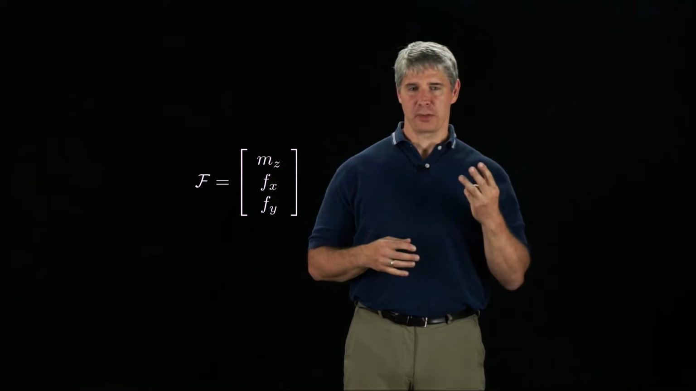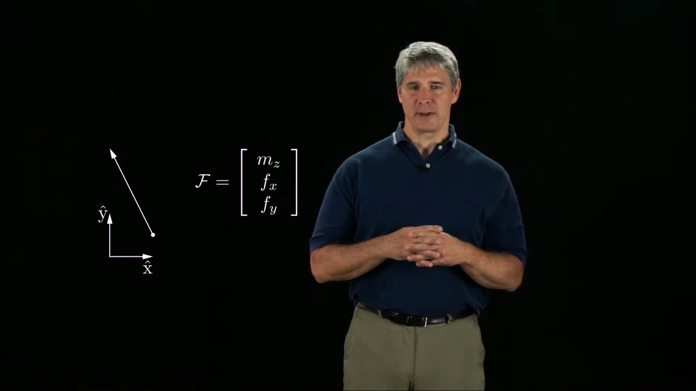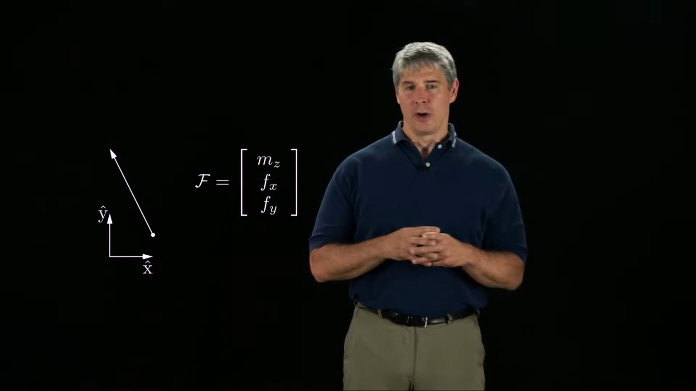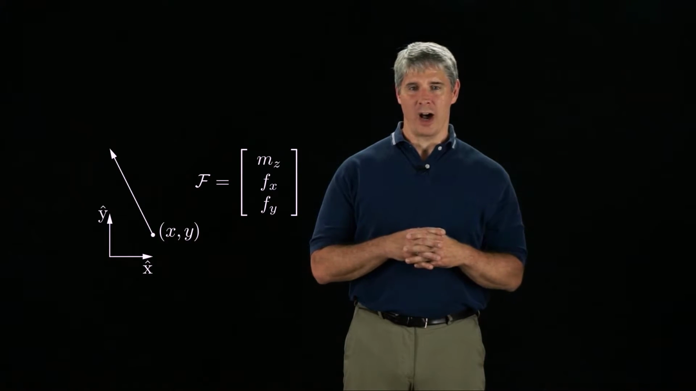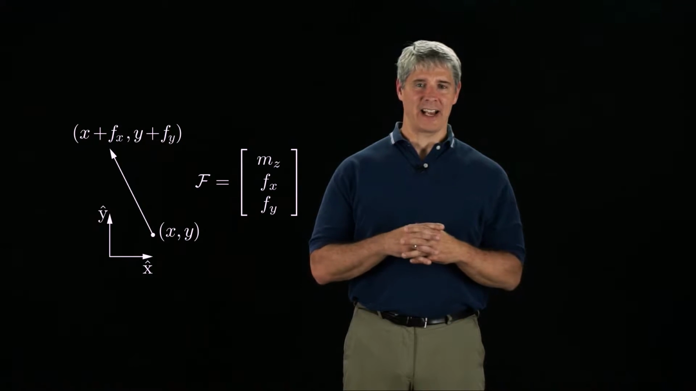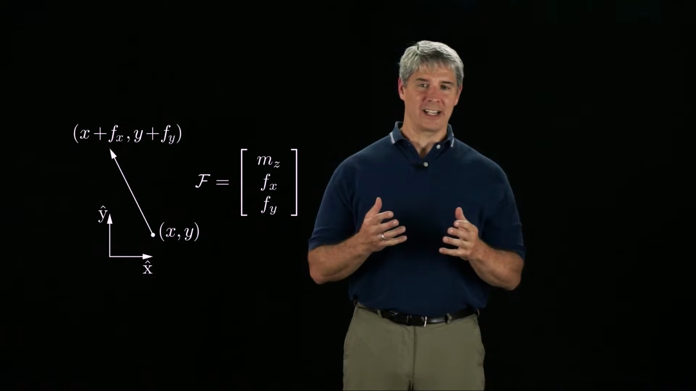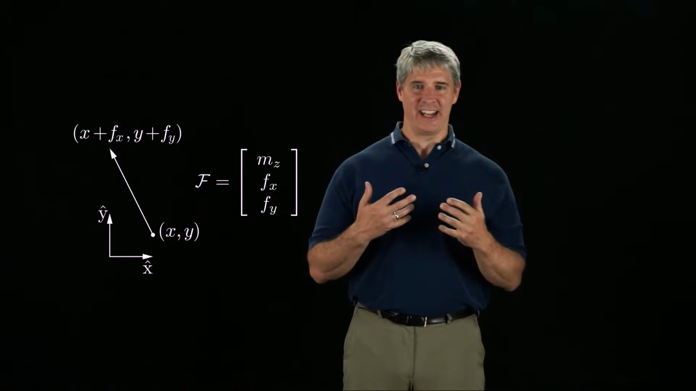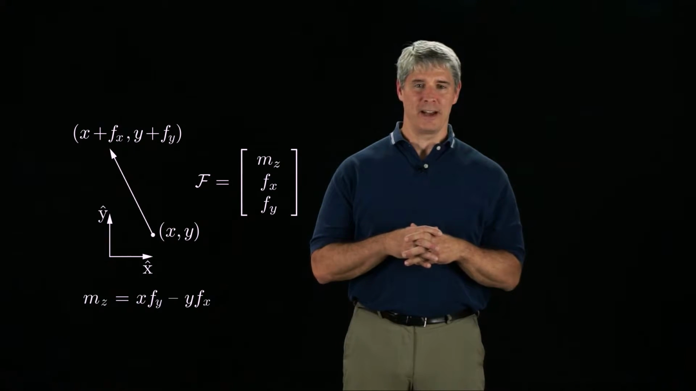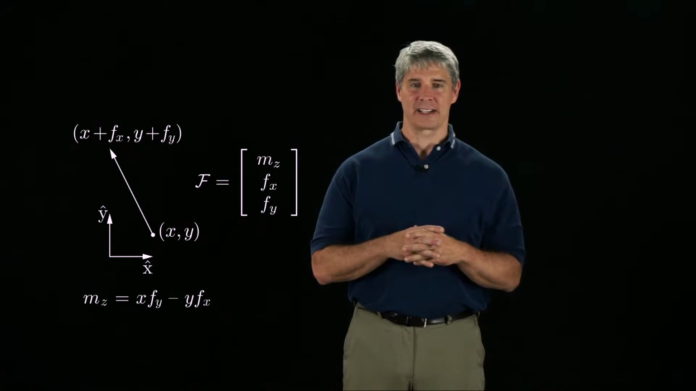A planar wrench has three components: moment about the z-axis out of the plane and linear forces in the x and y directions. If the wrench has a non-zero linear component, then it can be represented as an arrow in the plane, where the tail of the arrow is at (x, y) and the arrow tip is at (x plus fx, y plus fy). The point (x, y) must satisfy the condition that mz equals x times fy minus y times fx.